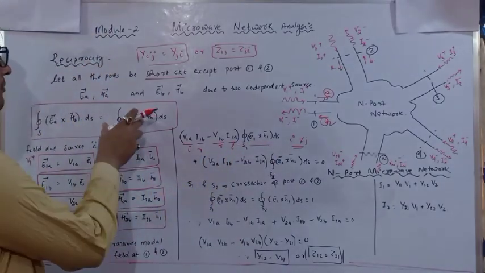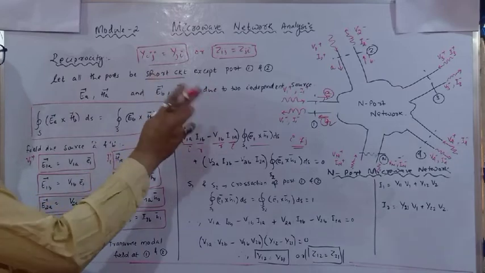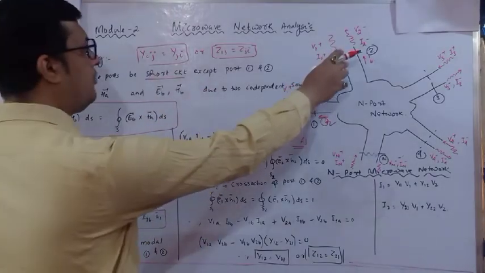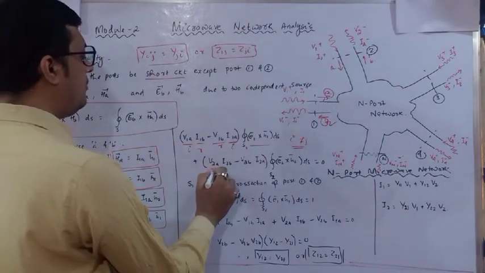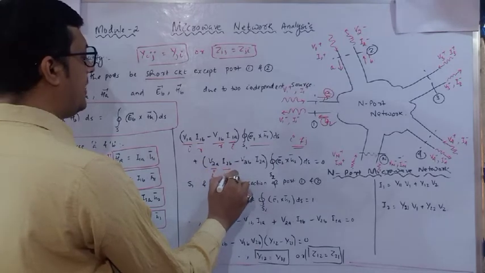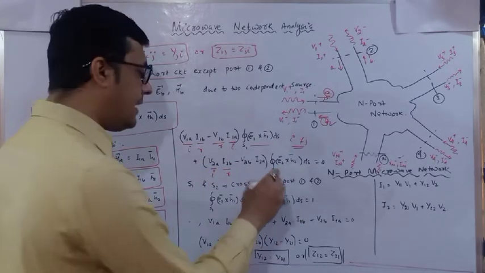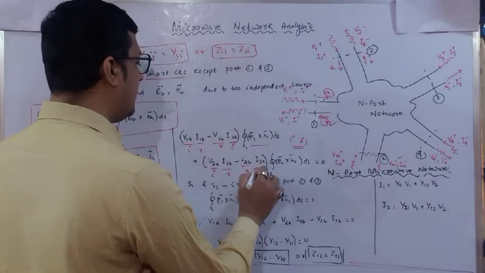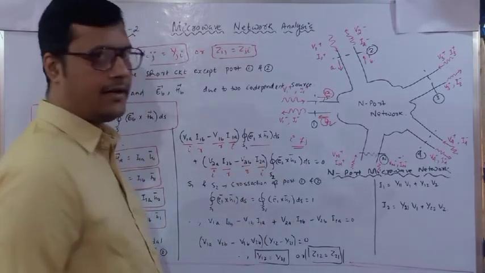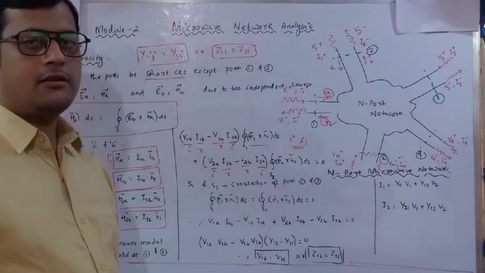Plus, now if you solve for the port 2, this is for port 1. Similarly for port 2, if you solve, then V2A is the incident, I2B is the reflected, minus reflected into incident current, into what will be the cross product?